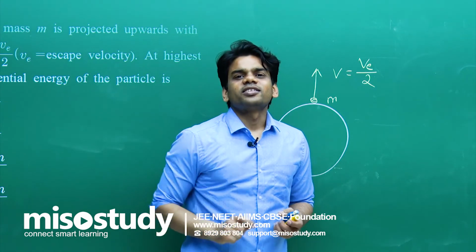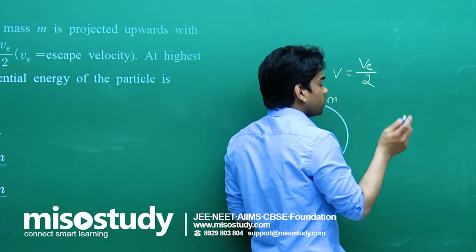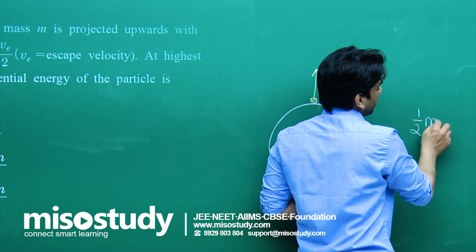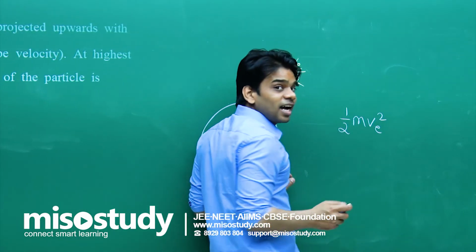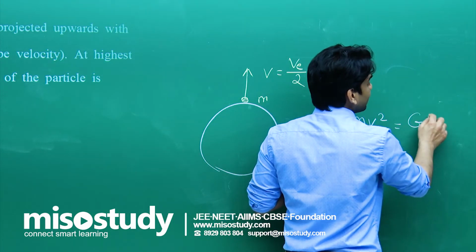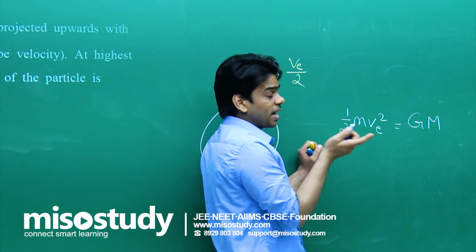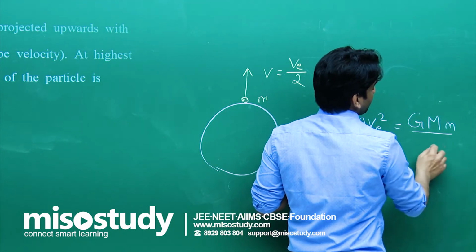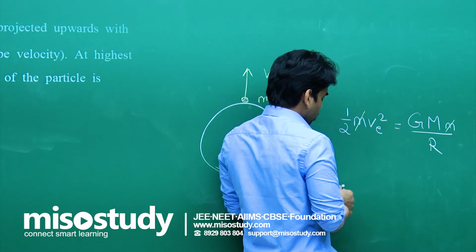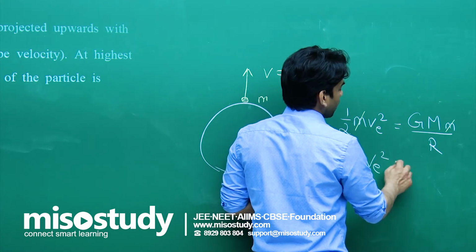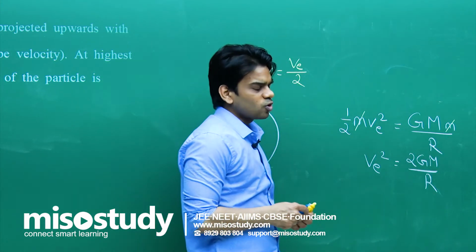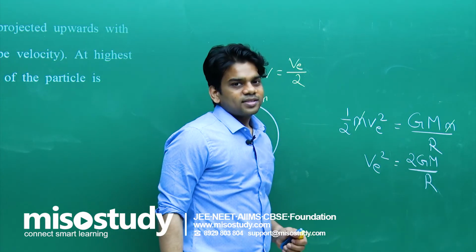Now, for escape velocity, you must be knowing that the kinetic energy obtained due to escape velocity, half m v_e squared, is equal to the magnitude of the potential energy on the surface of Earth. I am not adding a negative, for magnitude I am writing GMm by R. This is what you should know. M and m will be cancelled out. We all know that v_e squared will be equal to 2GM by R, and I have also discussed the same formula in the class. So for v_e, we have got this relation.